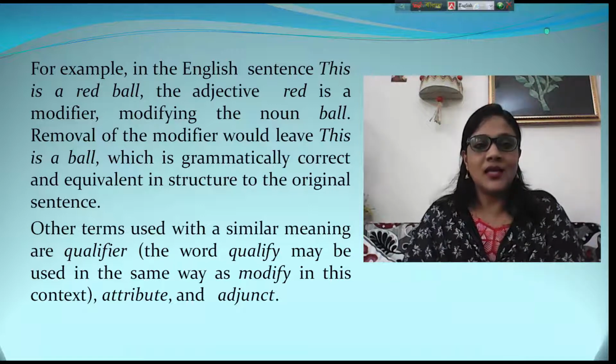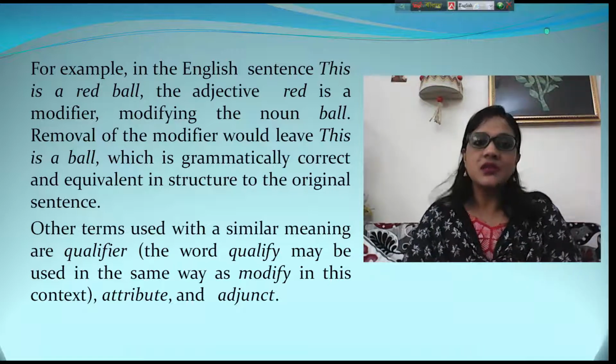অর্থাৎ আমরা যদি এই সেন্টেন্স থেকে রেড কথাটিকে বাদ দিয়ে দেই, তারপরেও সেন্টেন্সটির স্ট্রাকচারটা ঠিক থাকবে, this is a ball, which is grammatically correct and equivalent in structure to the original sentence.